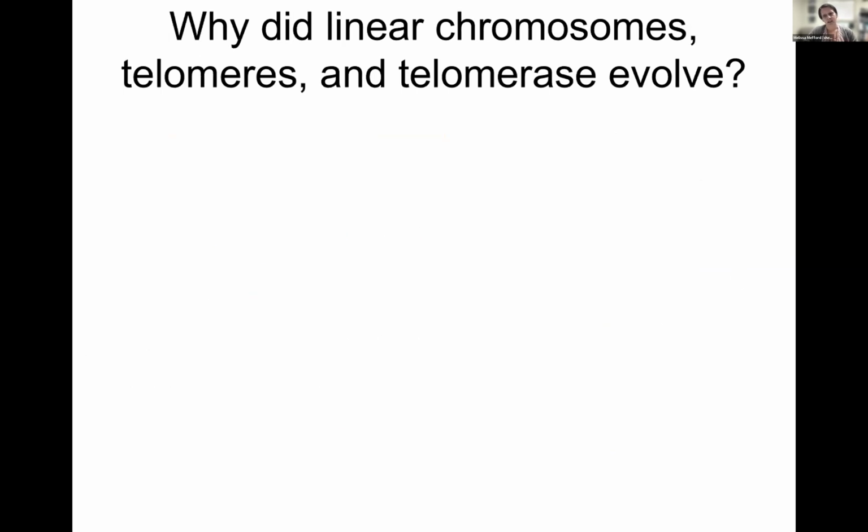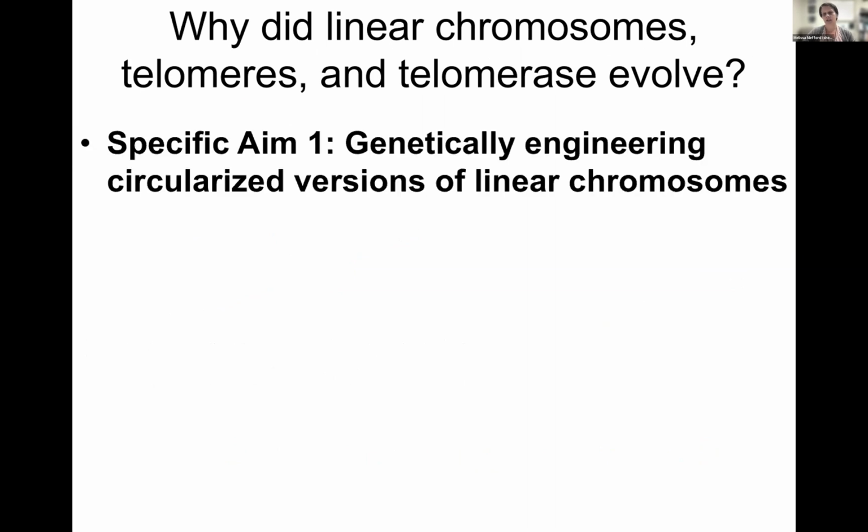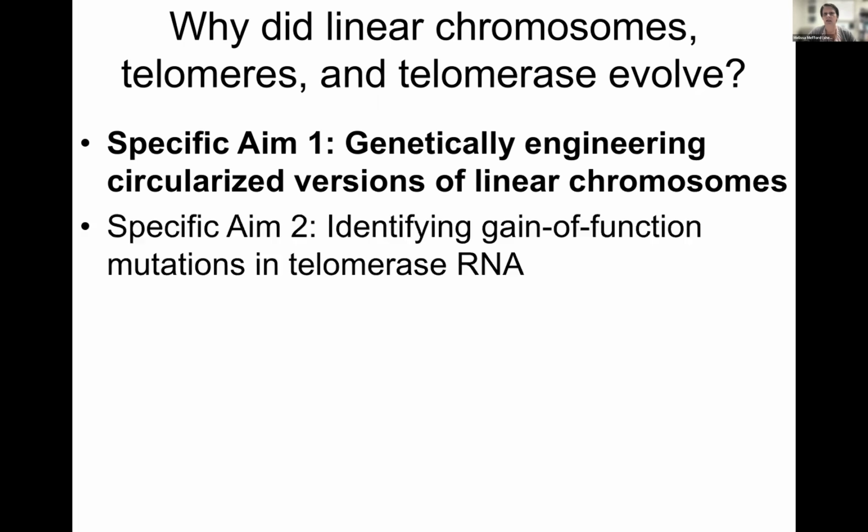So in my lab, we're interested in some very basic science questions of if linear chromosomes and telomeres create this end replication problem, then why did linear chromosomes, telomeres, and telomerase evolve? So we know that in bacteria or prokaryotes, they contain a single circular chromosome. So we have two projects going on in the lab. Our first project or specific aim is to genetically engineer circularized versions of linear chromosomes in a eukaryote. And I'm going to focus on that project today.